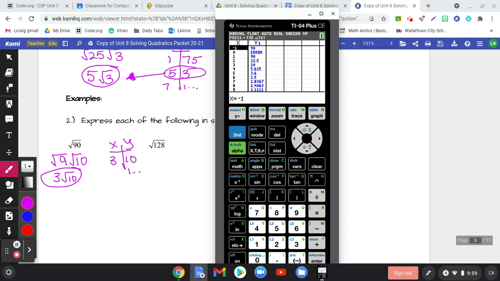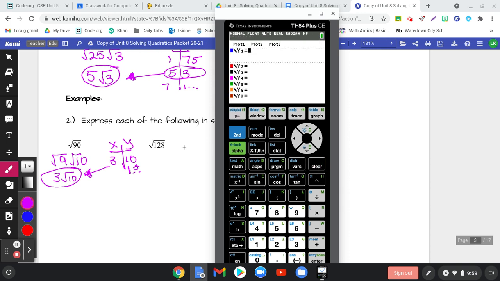I'm just putting this in so you remember to go down to 1 and then go back up. 3 radical 10 is our answer. All right, why don't we try just using the calculator for this next one? So we'll go to y equals, I'm going to hit clear, 128 divided by x squared.